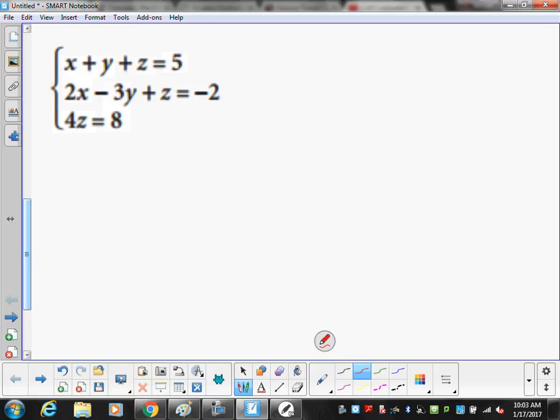How do you do that? Divide both sides of the last equation by 4. So z equals 2.